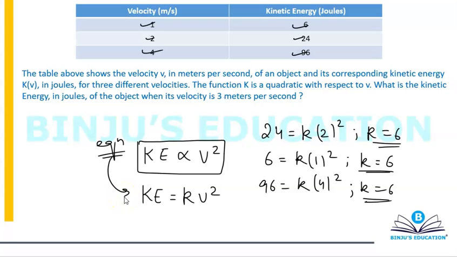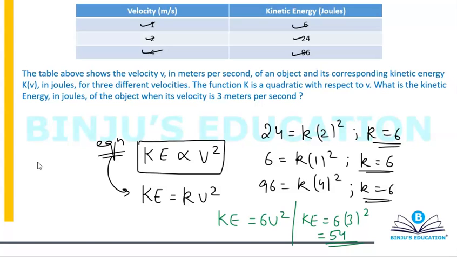Now k is equal to 6, which means my equation will change to KE is equal to 6V square. Now you need to find the kinetic energy when the velocity is 3. So replace V by 3. So I'm going to get kinetic energy as 6 into 3 squared. So 9 into 6. And that should be 54 is the correct answer. 54 joules is the correct answer for this question.